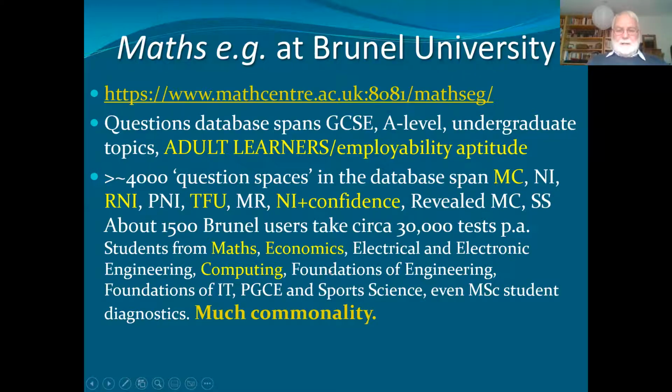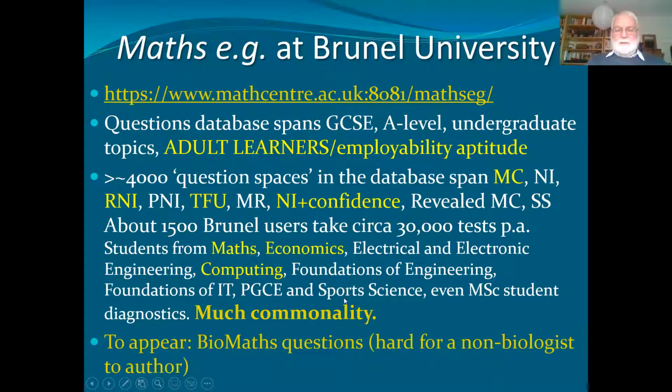There's a lot of commonality in all of these questions. And so you get the same sorts of questions, particularly in algebra and numbers, and also in other areas. Although I have to say, I've been dabbling in biomaths questions, and it's extremely hard for a non-biologist to author the feedback because I don't know enough of the science.